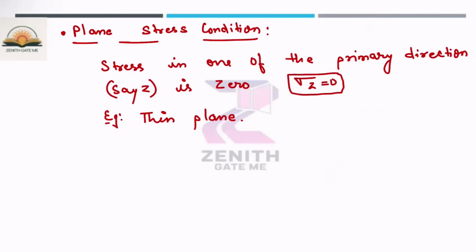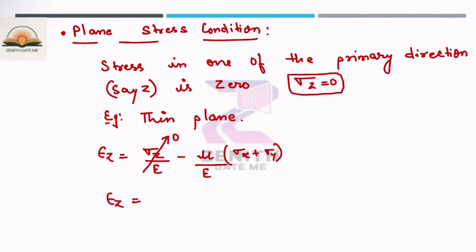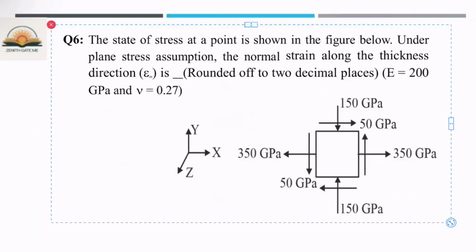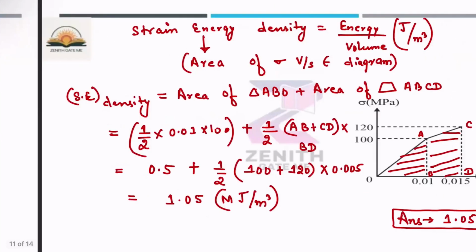Now you know already the relation strain z is nothing but sigma z by E minus mu times of sigma x plus sigma y divided by E. So this value will become 0 because it is a plane stress condition. So what is the strain in z direction? The strain value in z direction is minus mu times of sigma x plus sigma y by E. So what is the sigma x and sigma y? So let me take this figure.